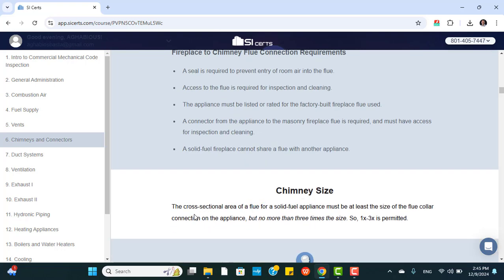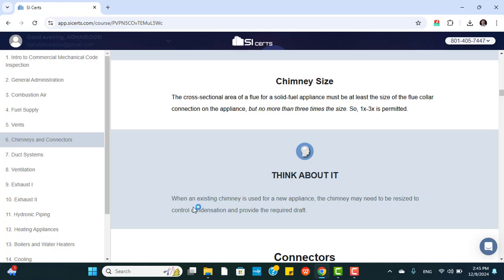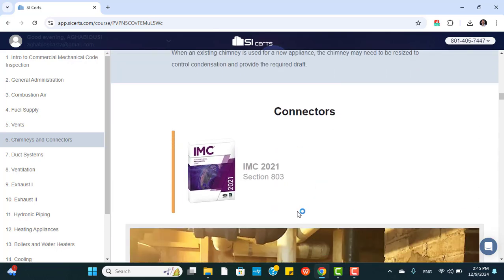Chimney size. The cross-sectional area of the flue for a solid fuel appliance must be at least the size of the flue collar connecting on the appliance, but no more than 3 times the size, so 1x to 3x is permitted. Think about it: when an existing chimney is used for a new appliance, the chimney needs to be resized to control the condensation and provide the required draft. Connectors, International Mechanical Code 2021, Section 803.